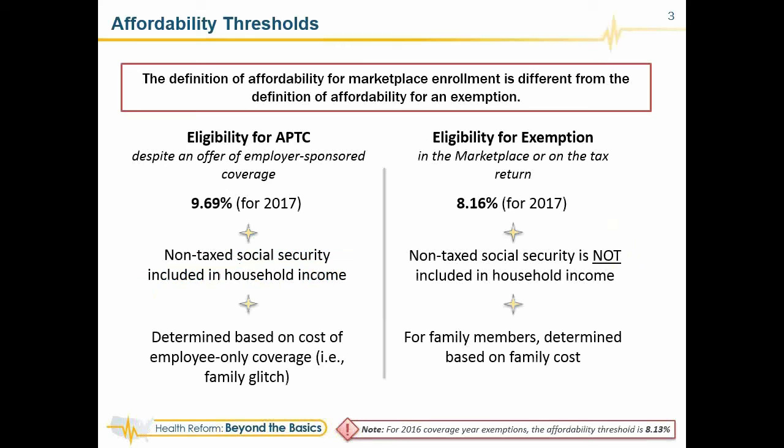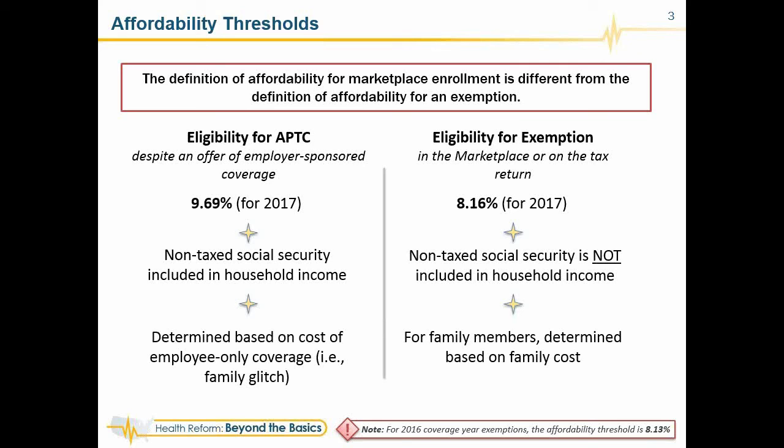So you all are very familiar with the definition of affordability for the purpose of marketplace enrollment, and that's on the left. So in order to be eligible for APTC despite an offer of employer-sponsored coverage, the coverage needs to cost more than 9.69% of income for the lowest cost self-only plan. The definition of income will include non-tax Social Security benefits, and we're determining the cost based on employee-only coverage, no matter who in the household we're trying to figure out coverage is affordable for.